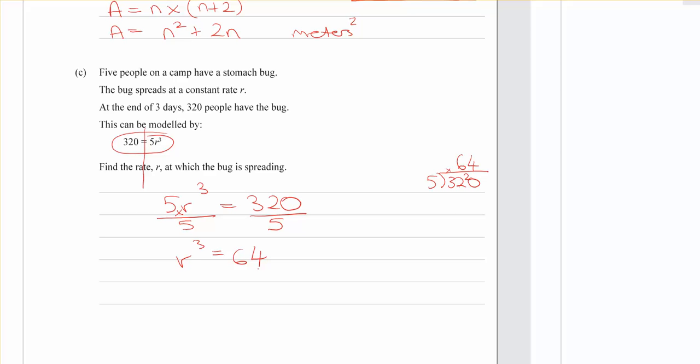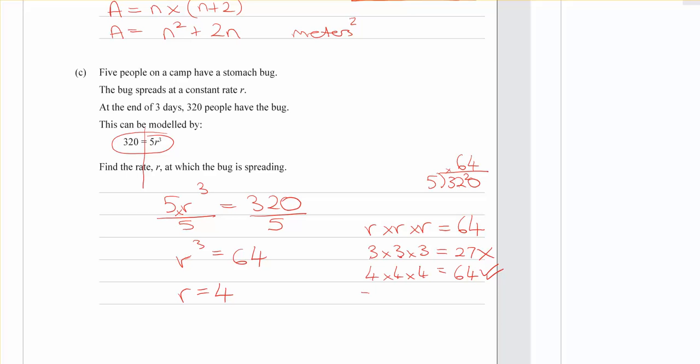And now you need to have a bit of guess and check. So we want a number that when we times it by itself 3 times, the answer is 64. Now I would have a go at 3, but actually 3 times 3 is 9 times 3 is 27, so that's not right. We could try 4. 4 times 4 is 16. 16 times 4, you could have a go at that. The answer is actually 64, so r equals 4.